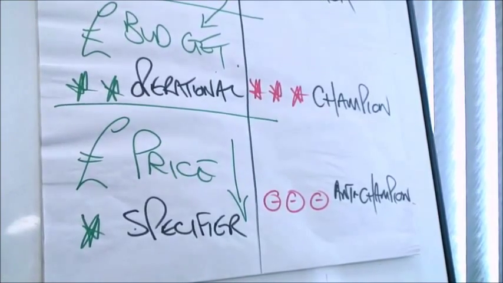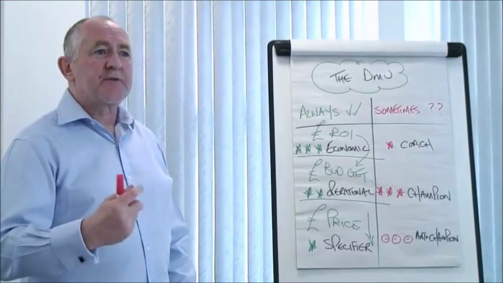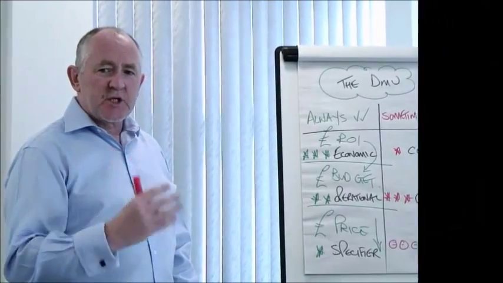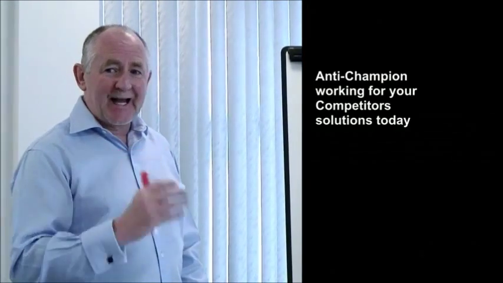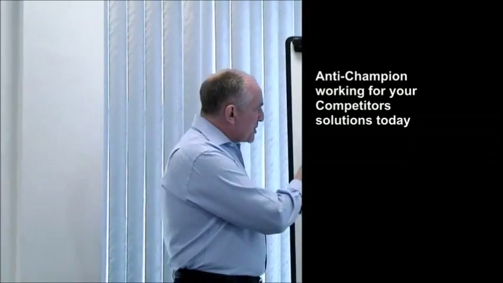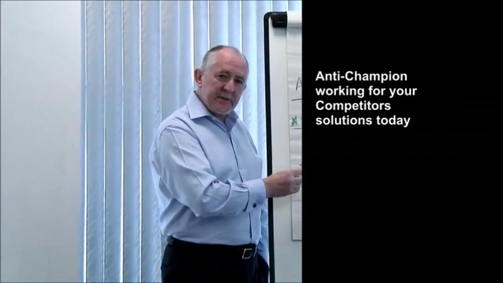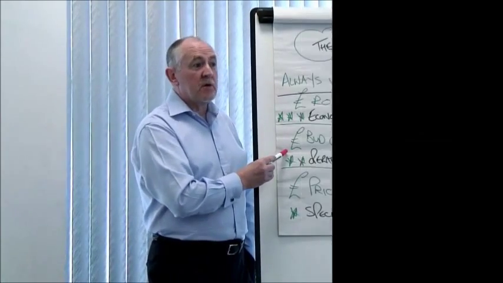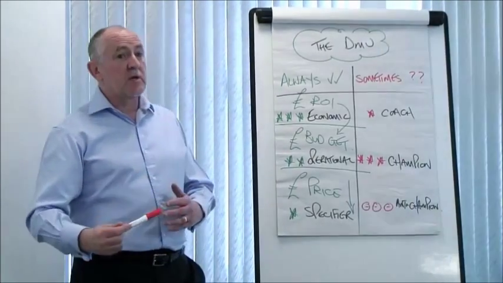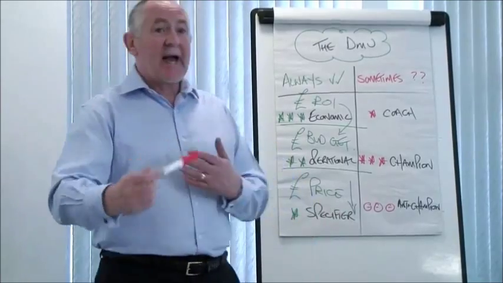So if we have champions and the competition have them, we have to regard the person who is championing the competition as an anti-champion. Now that is seriously bad. And the more senior the anti-champion in the decision-making unit, the more difficult it's going to make it for you to make a value proposition stick and win the deal.